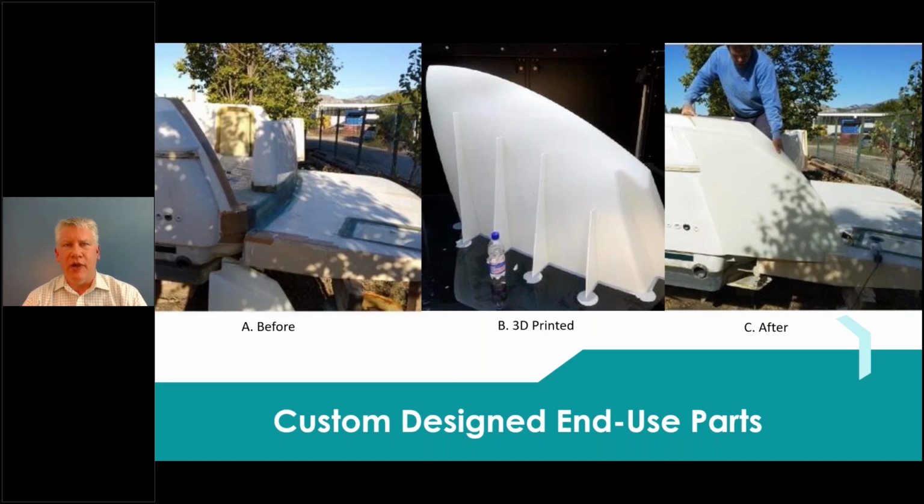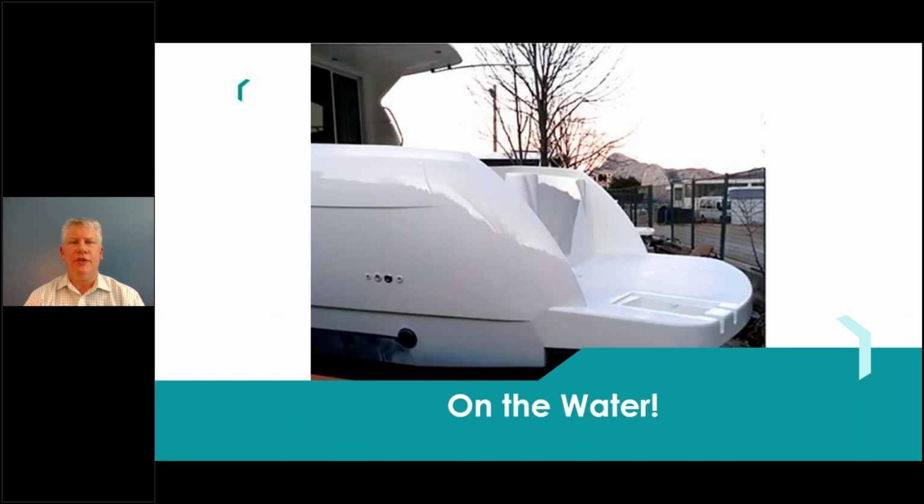Custom designed end-use parts are a common use for 3D printers, a common use for all additive manufacturing. Usually you have to compromise or sacrifice in order to use other technologies. Now, our friends at Velum have a yacht that wanted an extended swim deck. They designed it, printed it, installed it, and then once they coated it and finished it, they're on the water. So you can actually produce parts that are functional and out on the water.